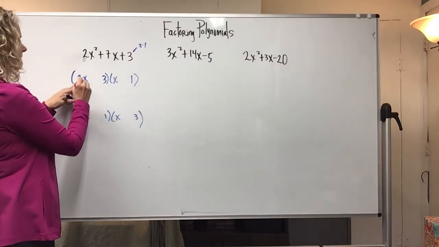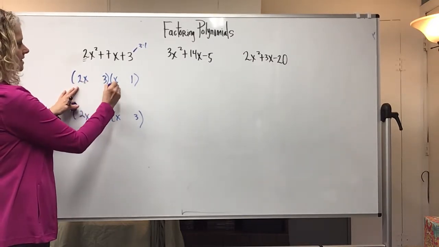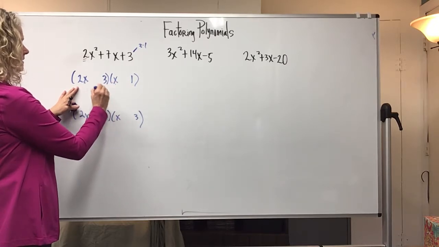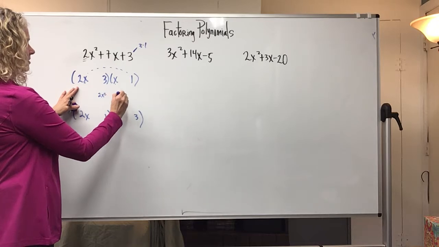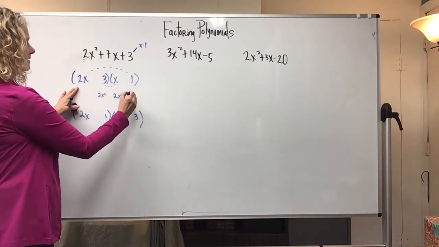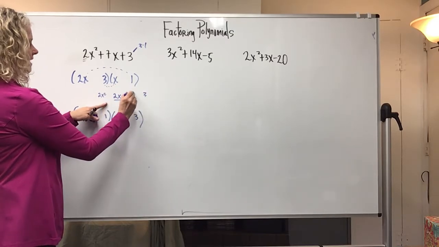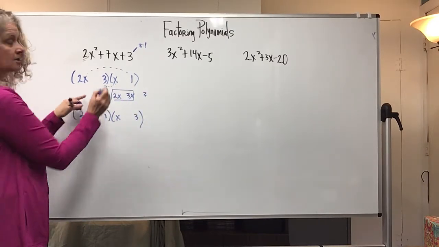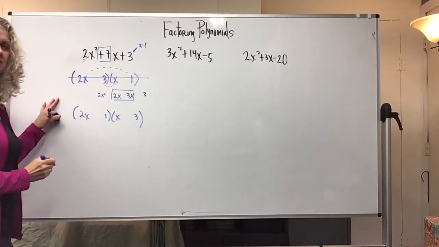And so clearly, if we were to FOIL this in our head very quickly, we would get 2x times x is 2x squared. 2x times 1 is 2x. 3 times x is 3x. And 3 times 1 is 3. Notice the 2x and the 3x, the middle terms, do not add to positive 7. So this could not be an option.